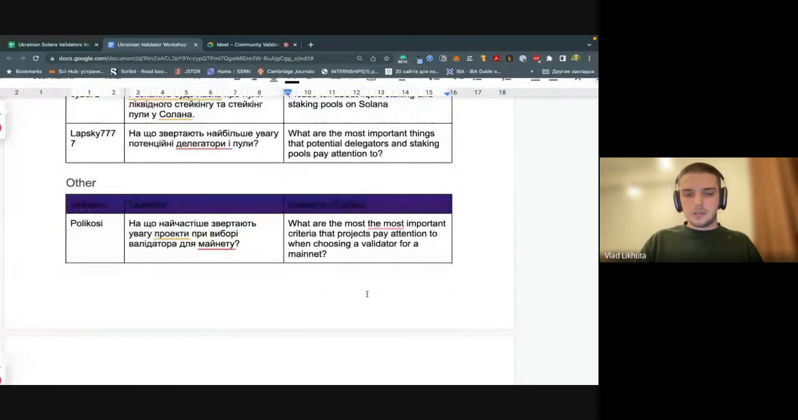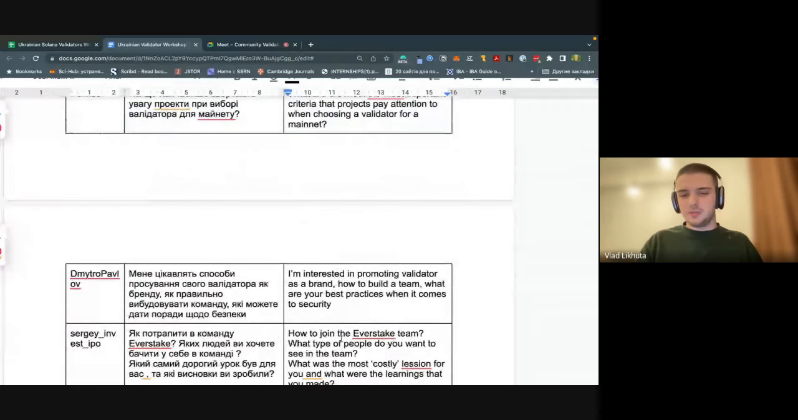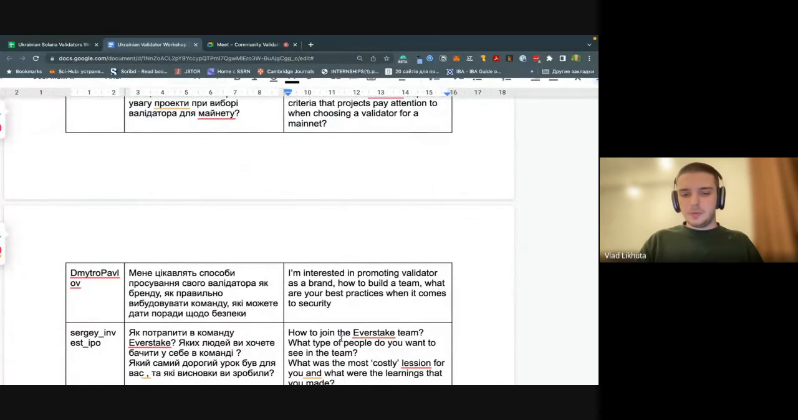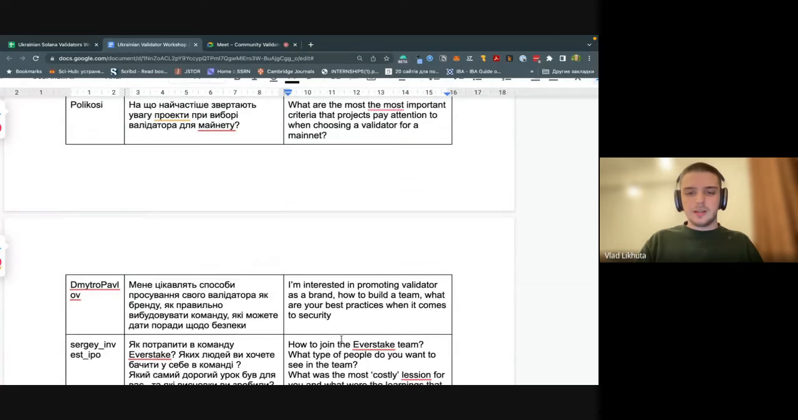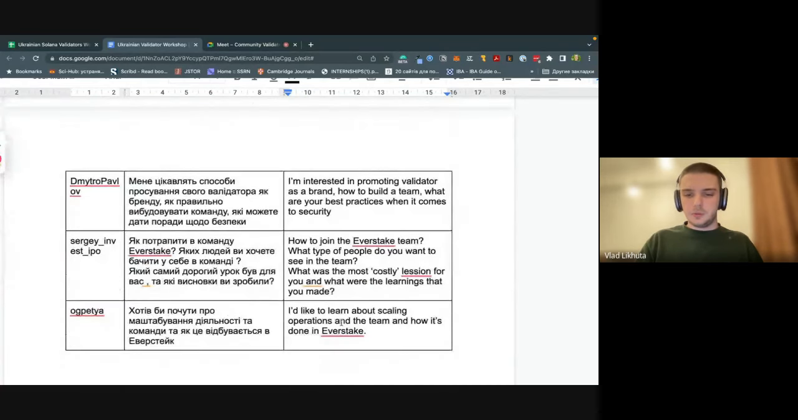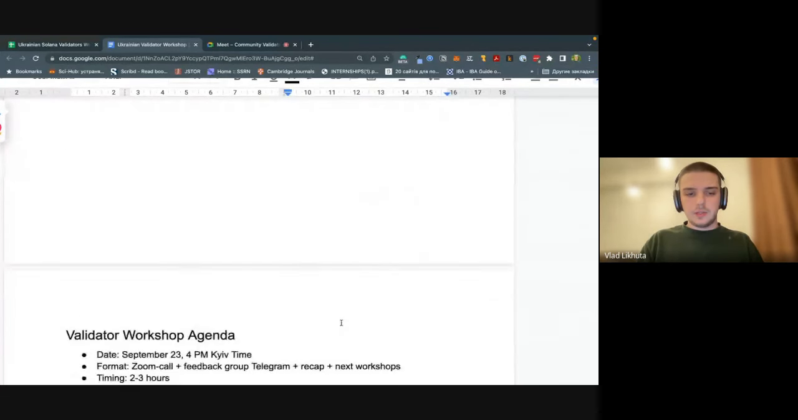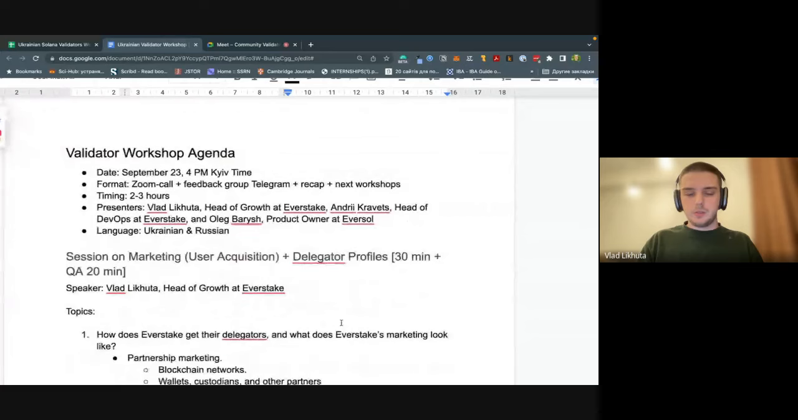And then they also asked a few other questions, like how to join the Everstake team, what kind of people we want to see on board, how to build a team, how to scale a team, and how Everstake is basically doing that. So we collected all their questions, and we also discussed them with the team and Ella, and also with our DevOps team, marketing team, and product team. We have over 125 people on board, and came up with the concept of a validator workshop.